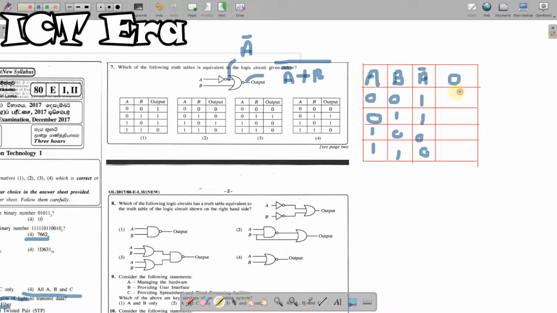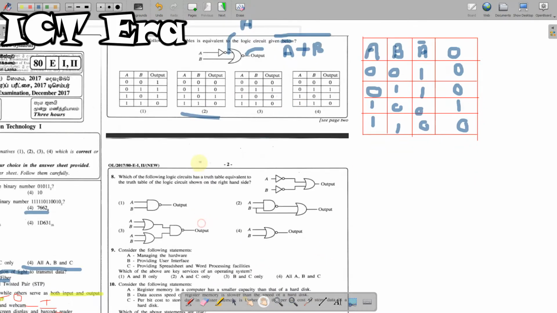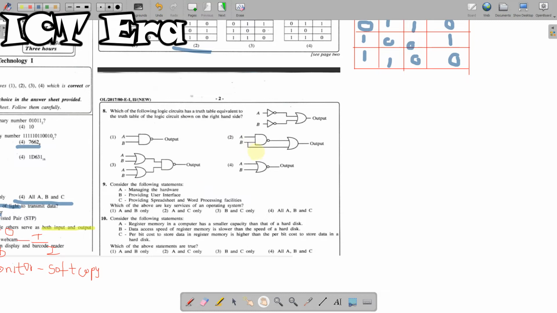Because of the NOR gate, it will become 0. 1 plus 1, 1. Because of the NOR gate, it will be 0. 0 plus 0, 0. Because of the NOR gate, it will be 1. 1 plus 0, 1. Because of the NOR gate, it will become 0. So this output should be similar to one of them. So now you can see here, the second one is similar.